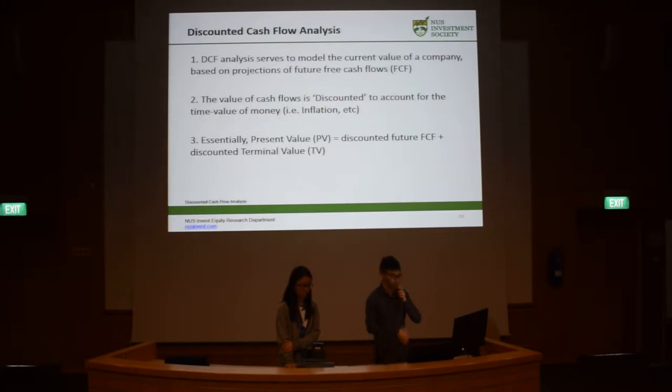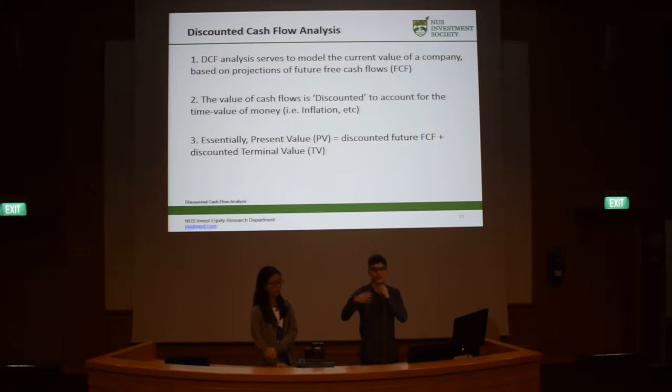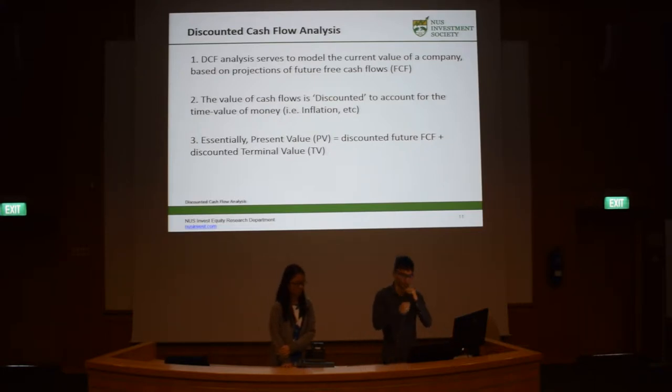I'm just going to tell you some steps, and after that we're going to go to the model. So the DCF analysis serves to model the current value of the company based on its projected future cash flows, which is its cash flows in the future. After we've done that, we have to discount it back because of the time value of money. We have to take into account things like inflation. So the value of money today is larger than the value of money tomorrow, so you have to discount it back. And then the last point, the present value will be the discounted future cash flows plus the discounted terminal value. I'll talk more about terminal value later.